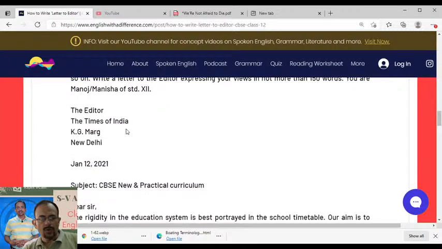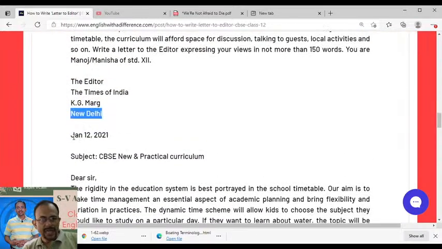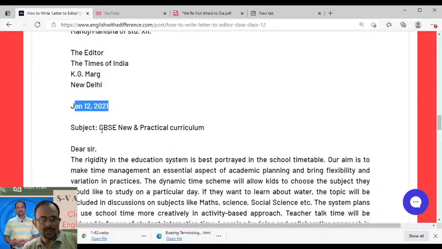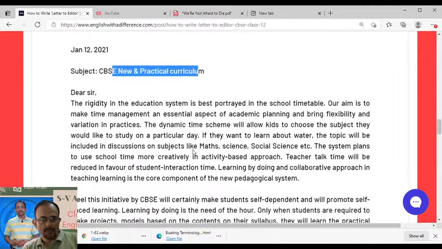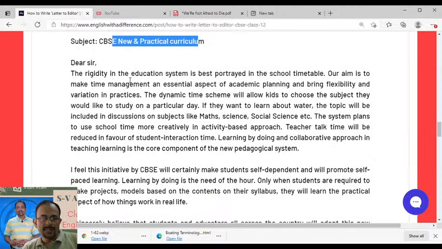So first of all, don't write "To", nowadays it is not written. Just write the editor, name of the newspaper, address, name of the place, then the pin number, then you write the date, and then the subject. The subject is like this. Then you see here it is written, the rigidity in the education system is best portrayed in the school timetable. Our aim is to make time management an essential aspect of academic planning and bring flexibility and variation in practices, right?